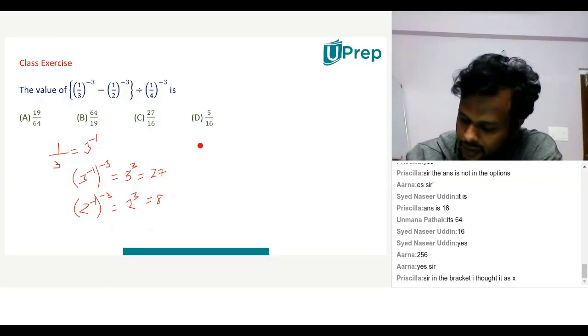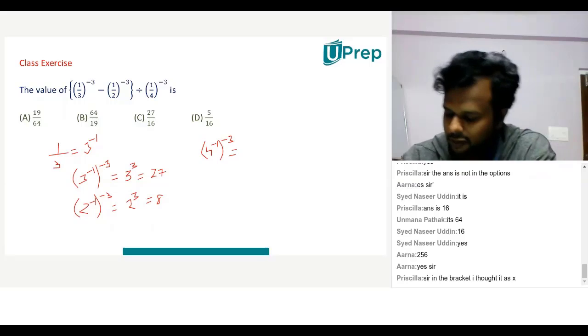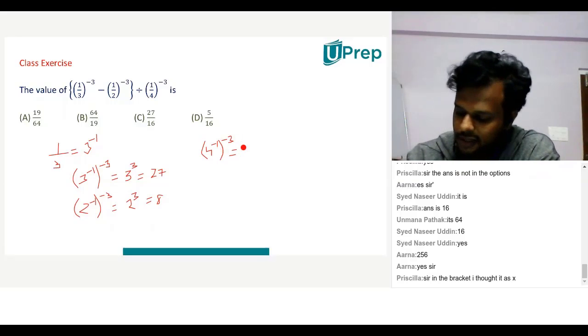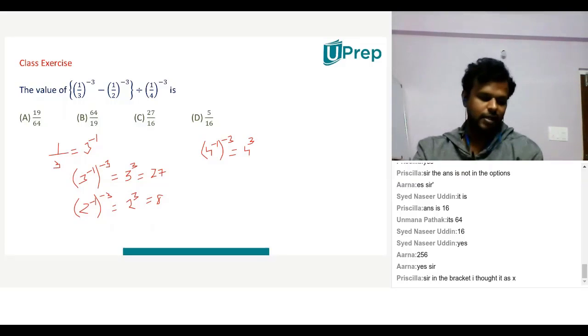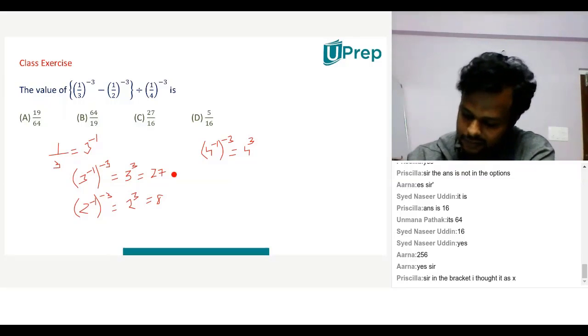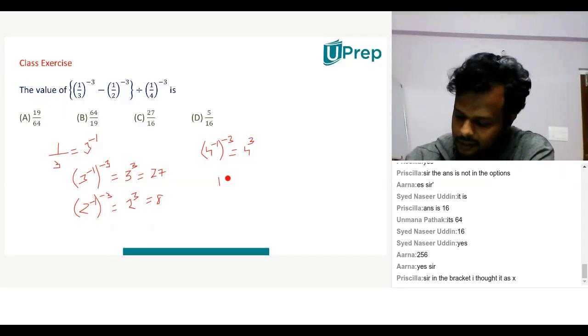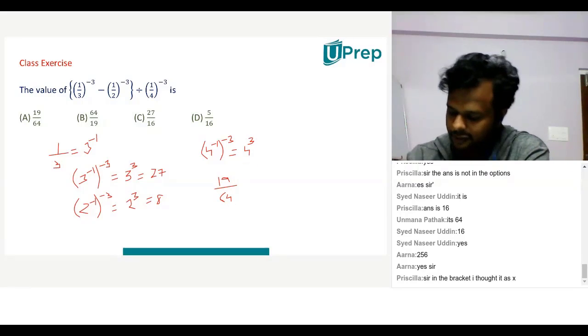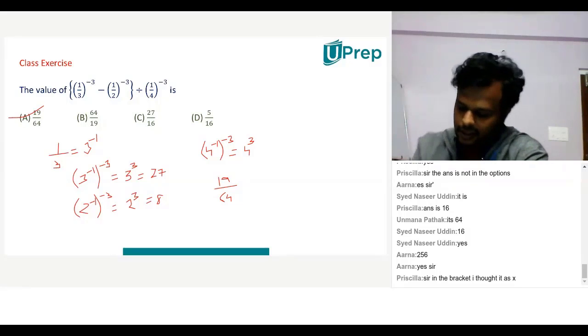And I have 1 by 4 to the power minus 3. That means what? 4 power minus 1 to the power minus 3. So 4 power minus 1 into minus 3 is 4 power 3. So children, let us put these values in the brackets now. So 27 minus 8 is 19. And 4 cube is 64. So children, the answer is 19 by 64.